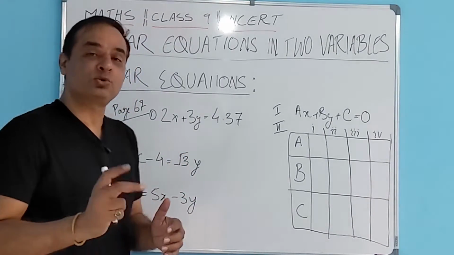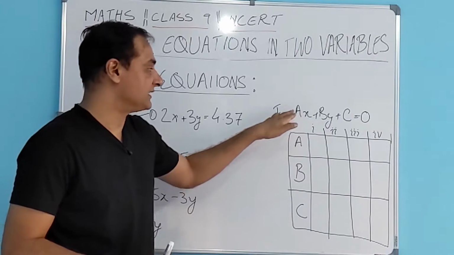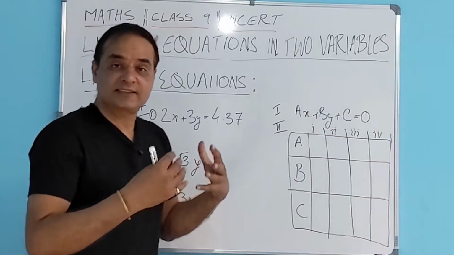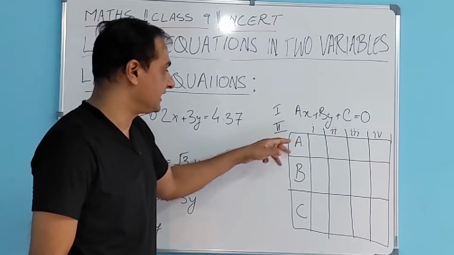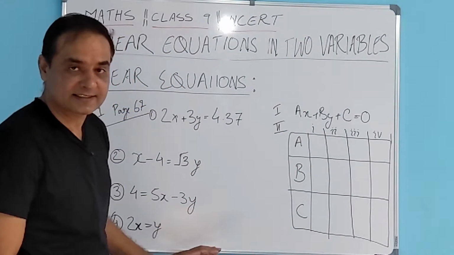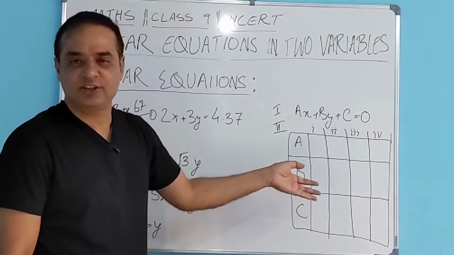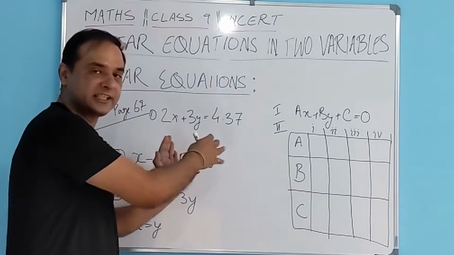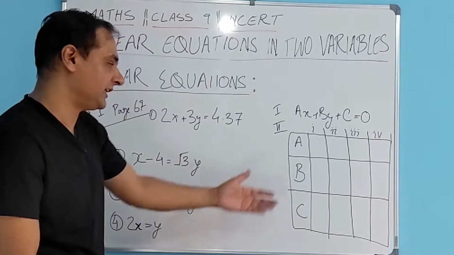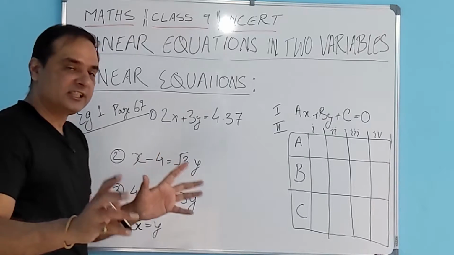The question has two parts. The first part says we have to represent these equations in the form ax plus by plus c equals to 0. And once we have done that, we have to write the values of a, b and c for all these 4 sub-questions. Just to write those answers, I have created this table. We do not need to create this table; we can just write a, b, c for each and every section. But for our understanding, I have created a table to write the answers. So let's look at the first question.